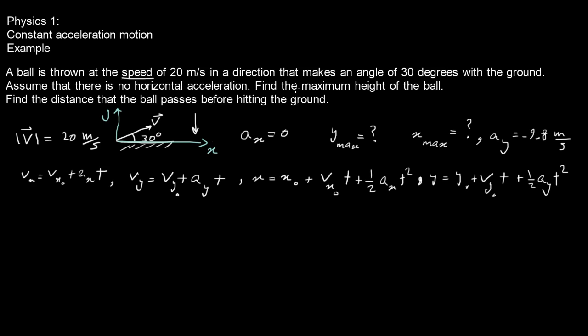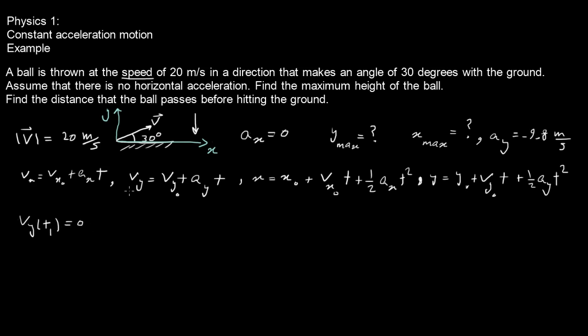Okay, now let's find the maximum height of the ball. So when the ball reaches the maximum height, Vy is 0. That means Vy at some time, let's call it t1, is equal to 0. That is the time that the ball reaches the maximum, because the ball moves all the way up here and then it doesn't go any higher. It starts to go down. So this is when Vy is 0.